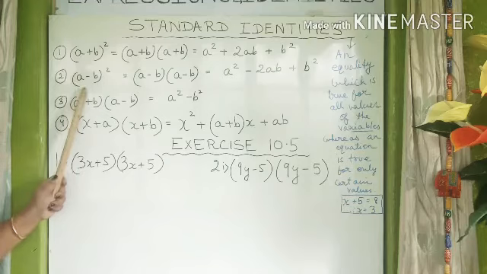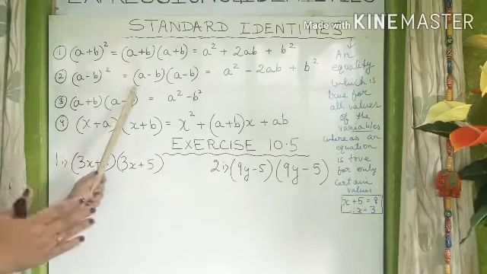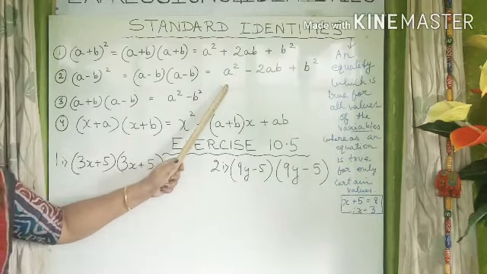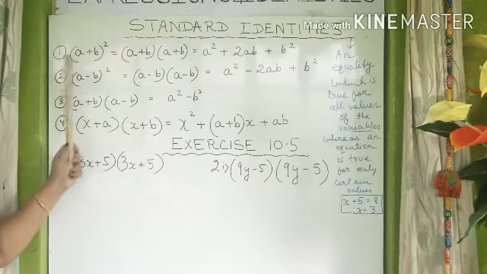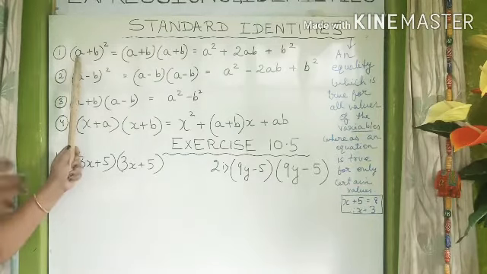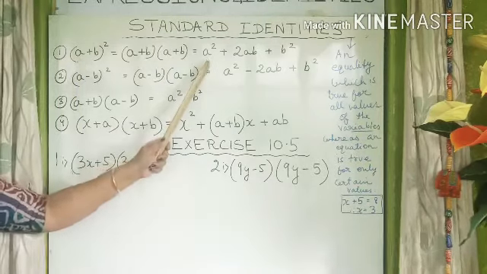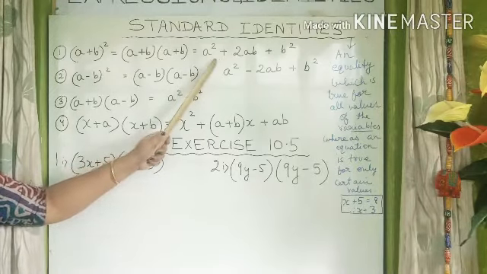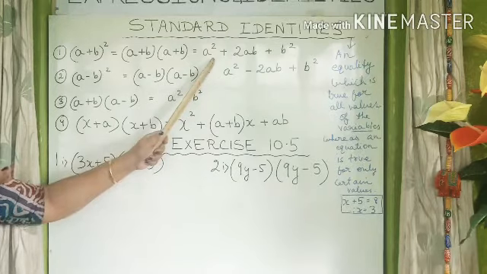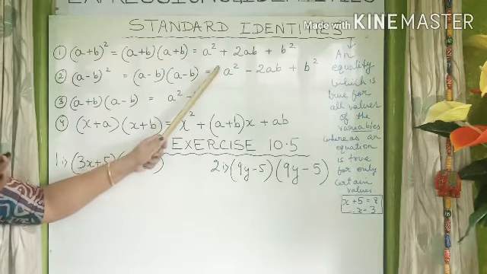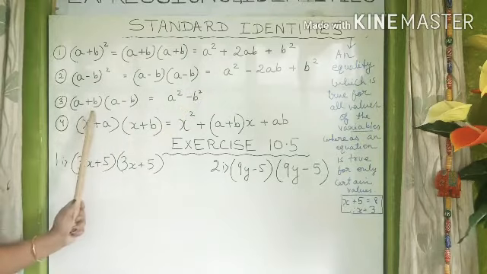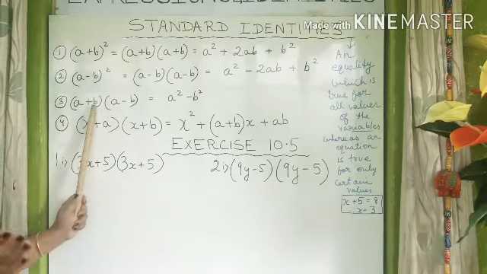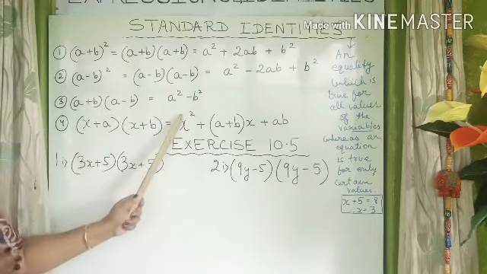Similarly, when you do a minus b whole square, that is a minus b into a minus b, you will get a square minus 2ab plus b square. So whatever value you put here, 2 plus 3, 5 plus 6, 8 plus 9, you will always get a square plus 2ab plus b square. And that is why this is an identity. We call it a standard identity. It will be true whatever the value of the variable. Next we come to a plus b into a minus b. When you do a plus b, a minus b, what will you get? A square minus b square.